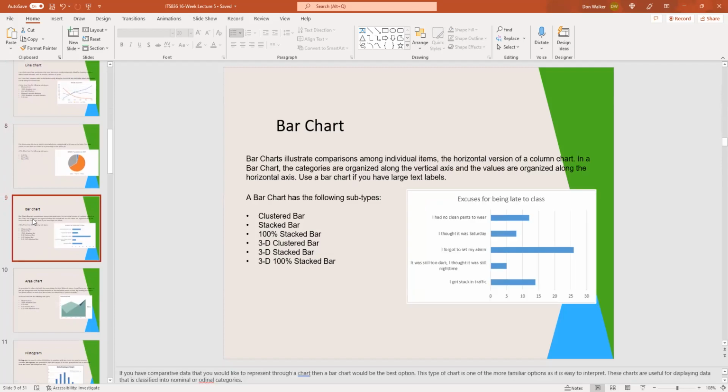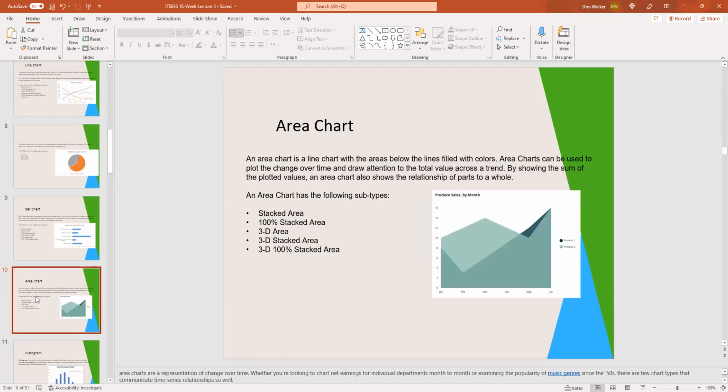A bar is just a column on its side. Area chart starts to show you contribution to something over time, cumulatively, like the sum of the different areas, product one and product two. So this is like a stacked bar chart over time that shows you the cumulative contribution of product one and product two to sales.